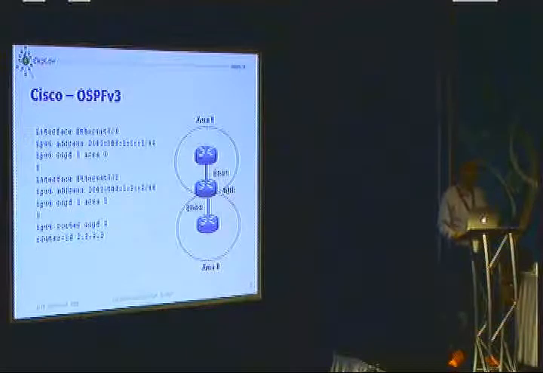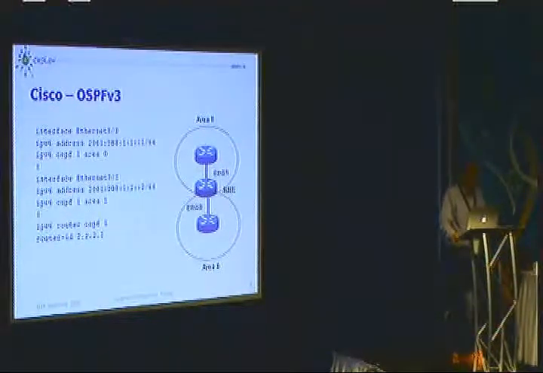This is OSPF version 3. If you have OSPF version 2 in your network, you will need to upgrade to version 3. In the past, version 3 didn't work for IPv4. So if you had OSPF as your routing protocol, you had to use version 2 for IPv4 and version 3 for IPv6, which was a bit complicated. Some service providers decided to migrate from OSPF to IS-IS, because IS-IS is address-family agnostic, so you can run IPv6 and IPv4 at the same time.